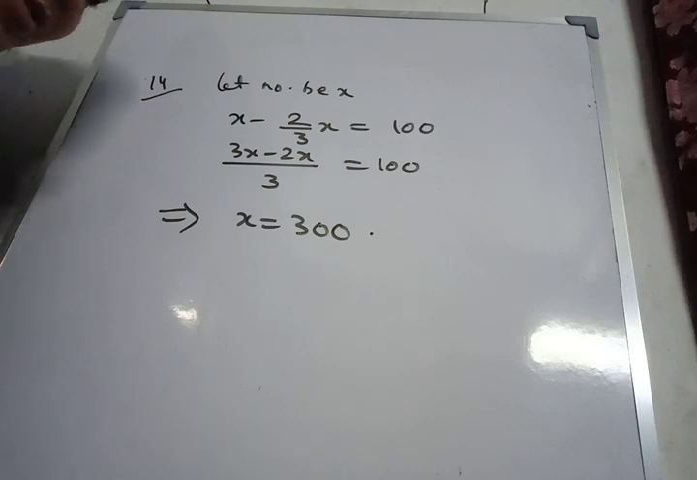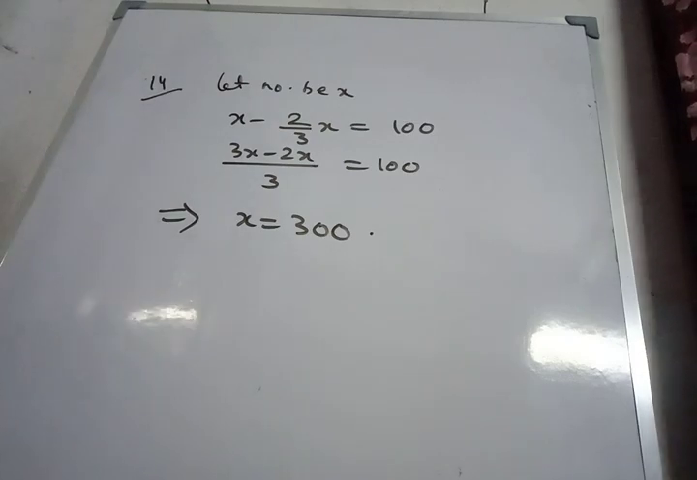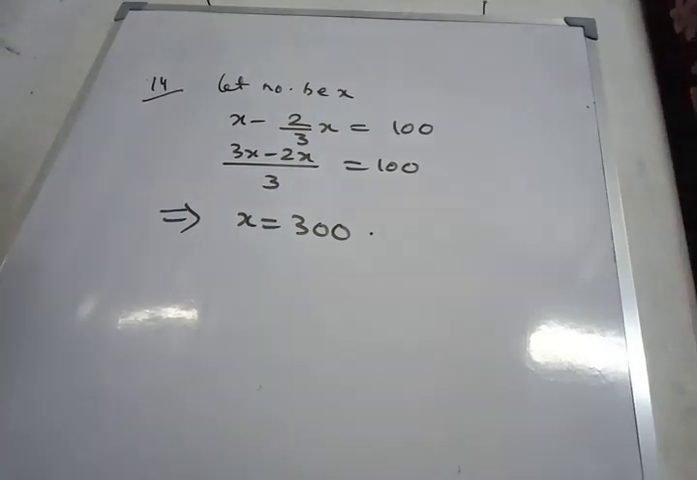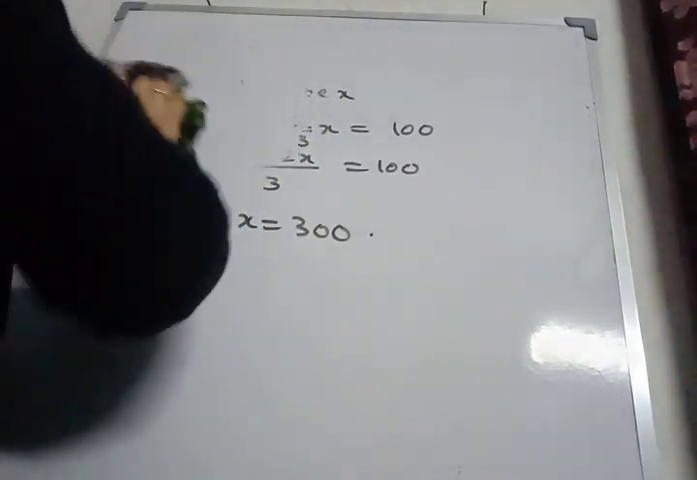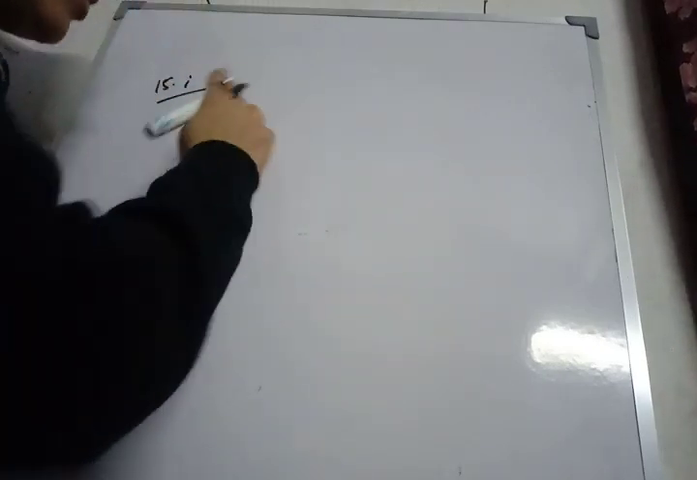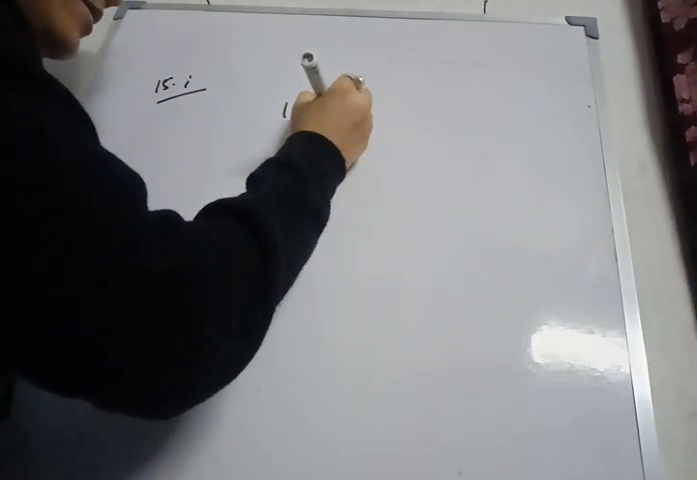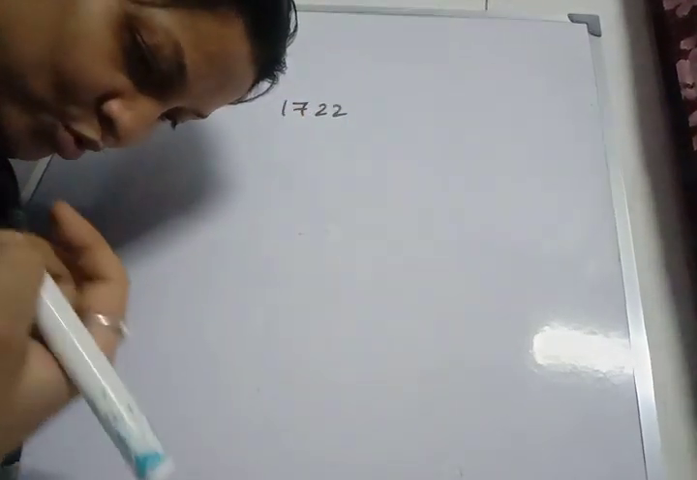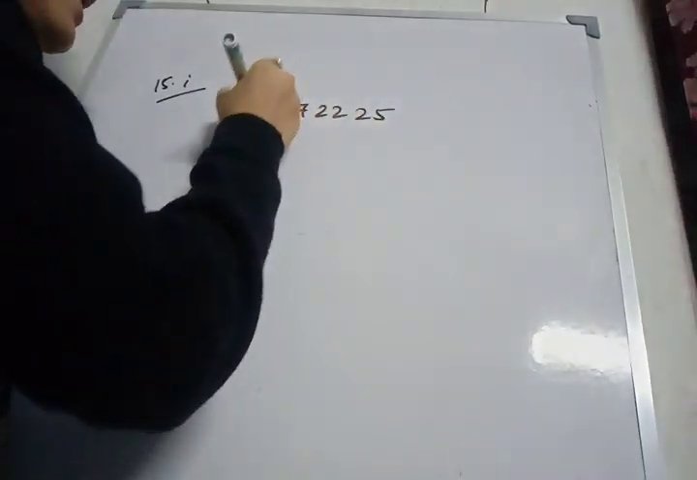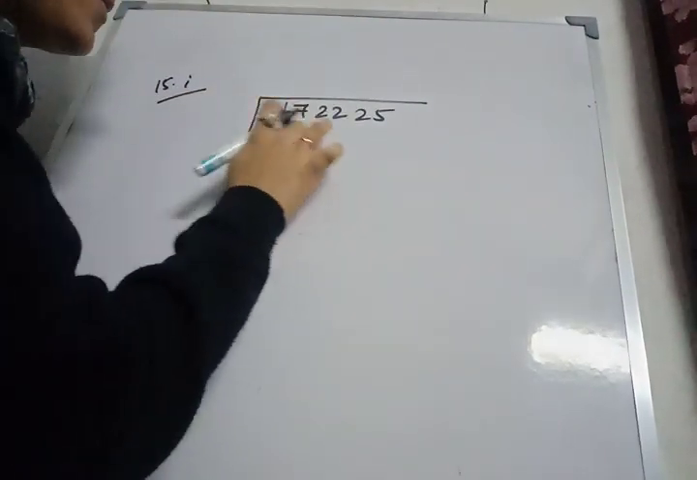Find the square root of the following. This is 15 subpart 1. First one, we have to find out the square root of this one, 172225. I'm going to solve this by division method.